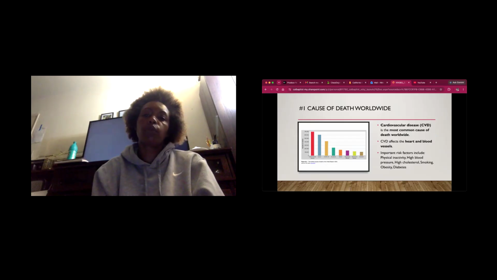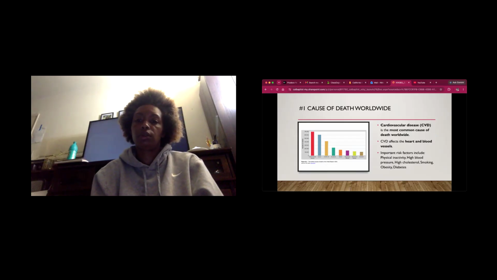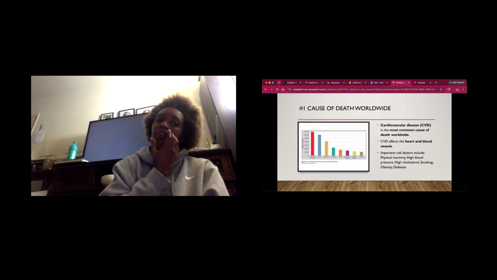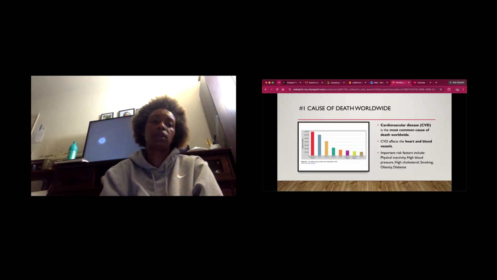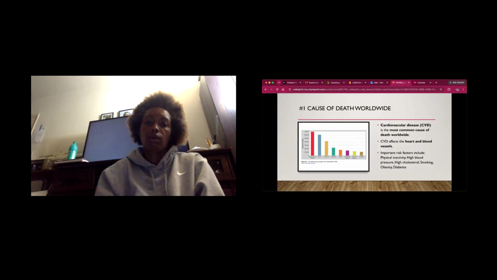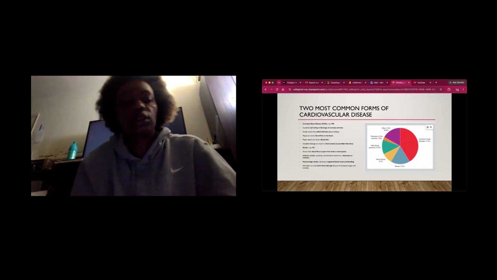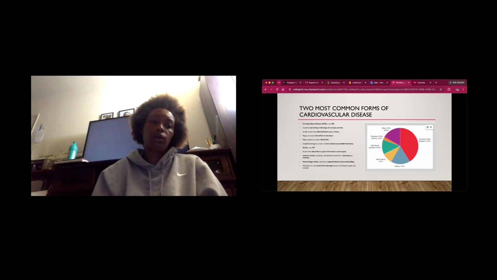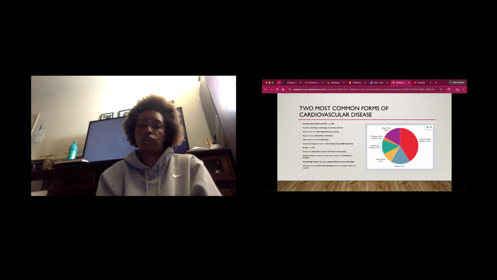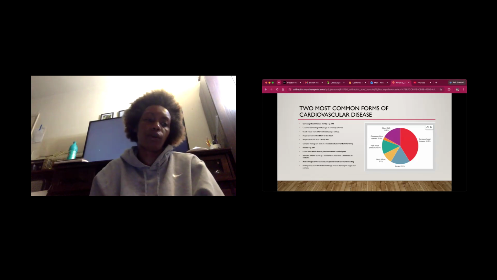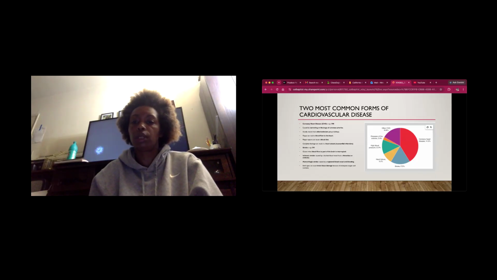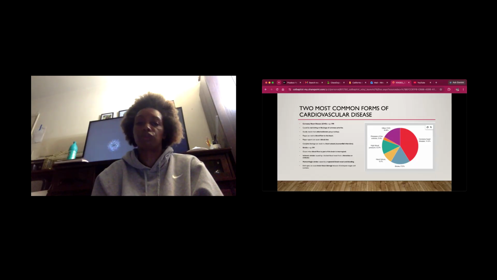The number one cause of death worldwide would be cardiovascular disease. It is found on page 588 in our textbook in chapter 22. The most common forms of cardiovascular disease are coronary heart disease and stroke. This is found on page 589. As you can see, I've posted a picture from figure 22.2 showing that coronary heart disease takes up the vast majority of cardiovascular disease, followed by stroke.